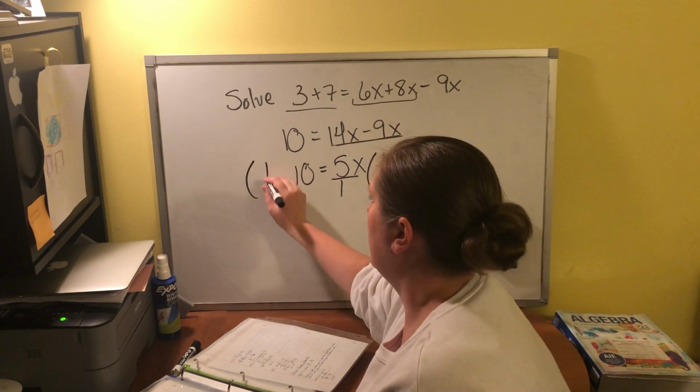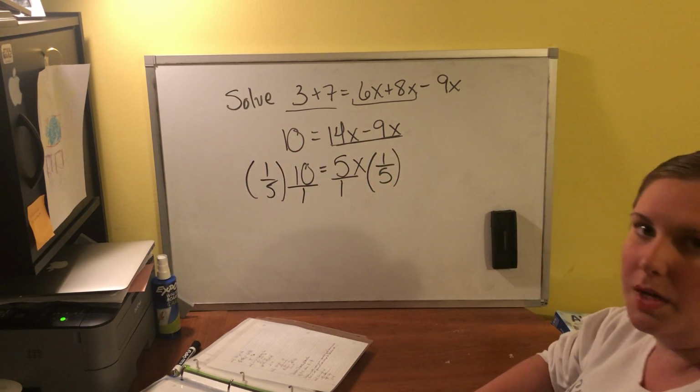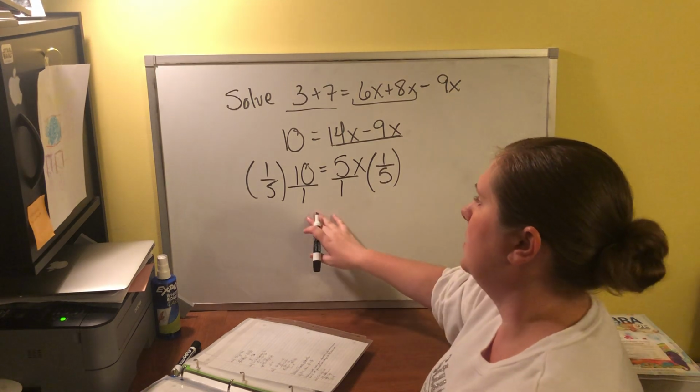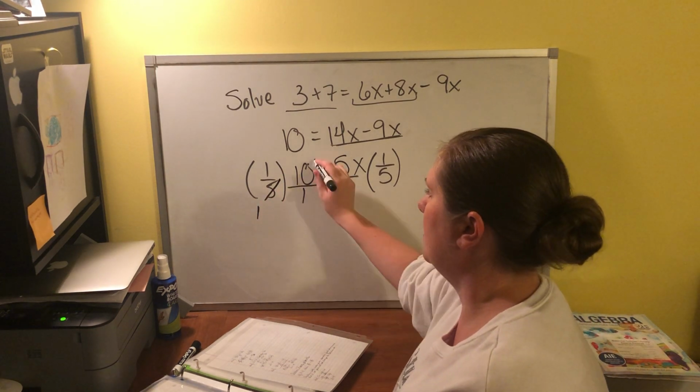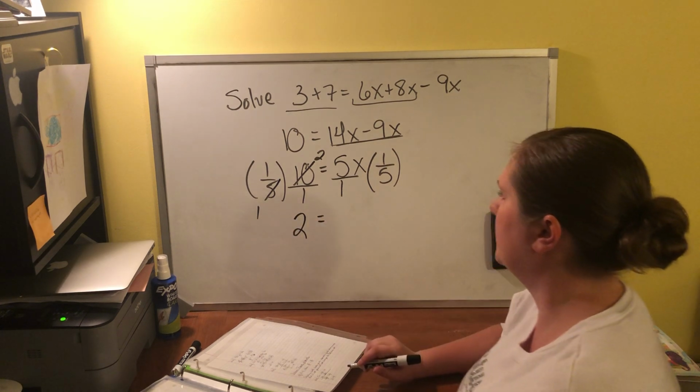And I need to do that on both sides. So now that 10 is over 1, okay? I'm going to go ahead and simplify. 5 goes into 5 one time and goes into 10 two times. So when I multiply across, I'm left with a whole number 2.